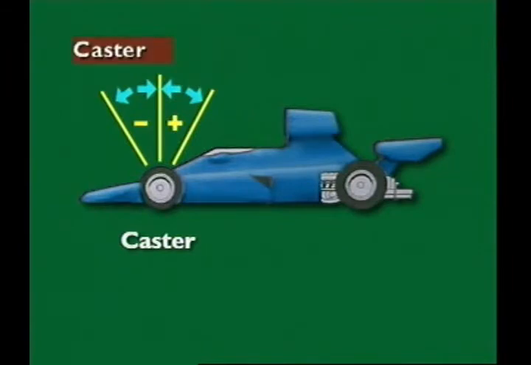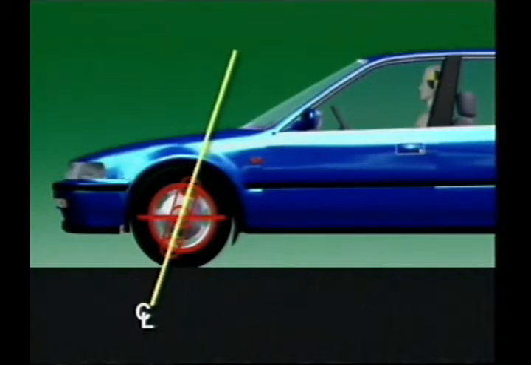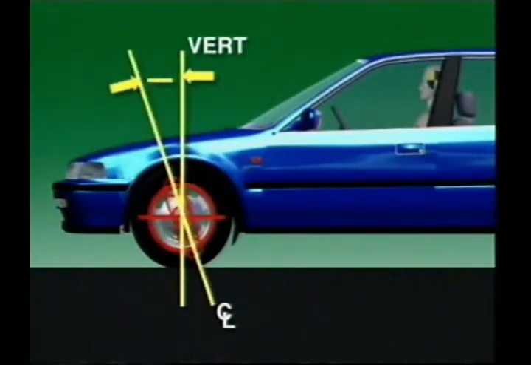This section examines caster. This is the steering axis center line. Seen from the side of the vehicle, it is normally tilted from the vertical. Caster is the angle formed by this line and a line drawn vertically through the center of the wheel. Backward tilt from the vertical is positive caster. Forward tilt is negative caster.